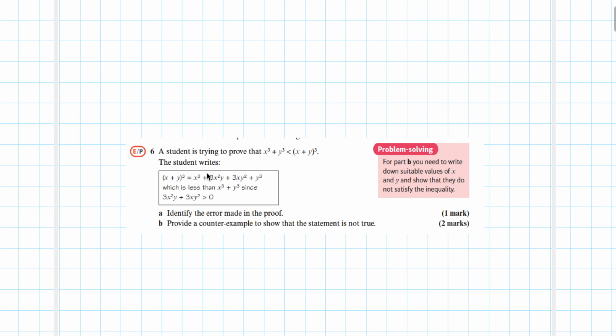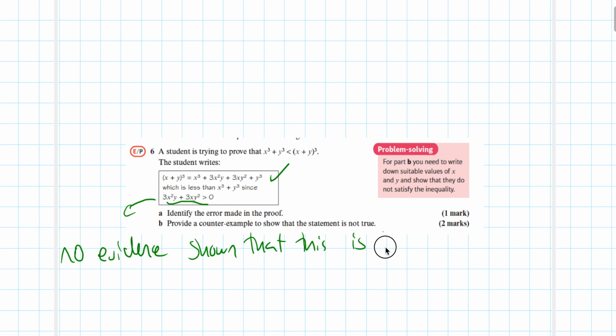Okay, so within this proof, the first part is correct, that is an expansion, but the second part doesn't make any sense, because there's no proof that 3x squared y plus 3xy squared is actually greater than 0. Part B is going to use a counterexample to prove that. But essentially there is no evidence shown that this is true.